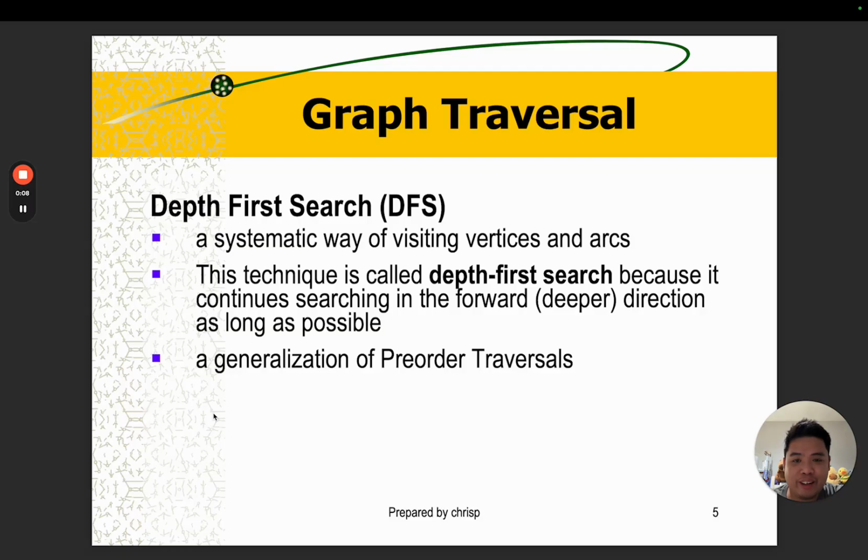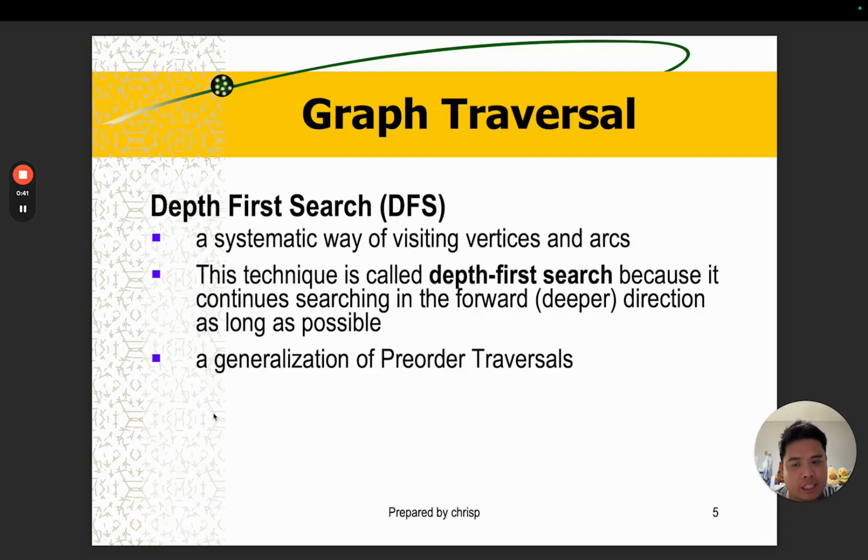For today, or for this lecture, I am gonna discuss depth first search. Honestly, I would think this is one of the more confusing topics for many students, but let's try to make it as simple as possible for you guys. So graph traversal, there are actually two ways. We have depth first search and breadth first search, BFS or DFS. In this lesson, I will be discussing depth first search.